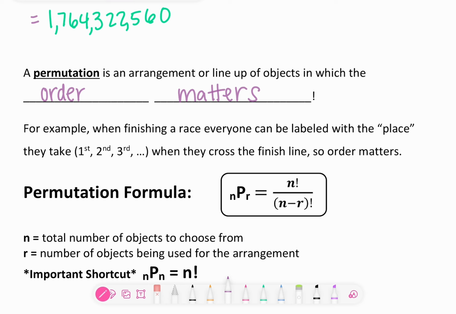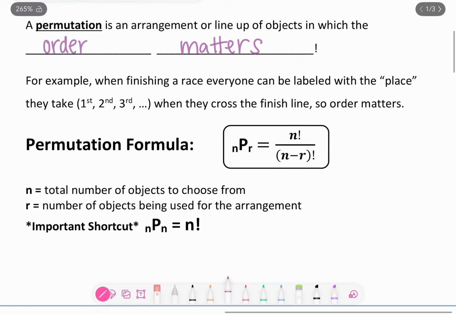And the formula has an n and then a capital P and then an r. Notice that the n and r are actually subscripts. And then the formula says n factorial over n minus r factorial. So let's talk about what that really means.